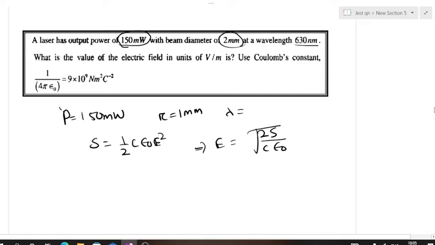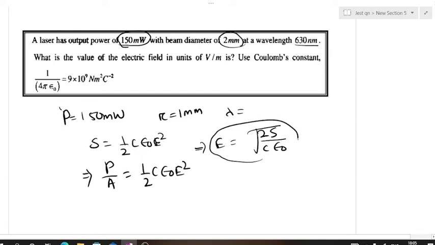Okay, this is the Poynting vector, but here power is given. As you know, the Poynting vector is equal to power per unit area, which is equal to half c epsilon naught E squared. This is the form if the Poynting vector is given, but here power is given, so we have to calculate E, which is equal to the square root of 2P divided by A c epsilon naught.